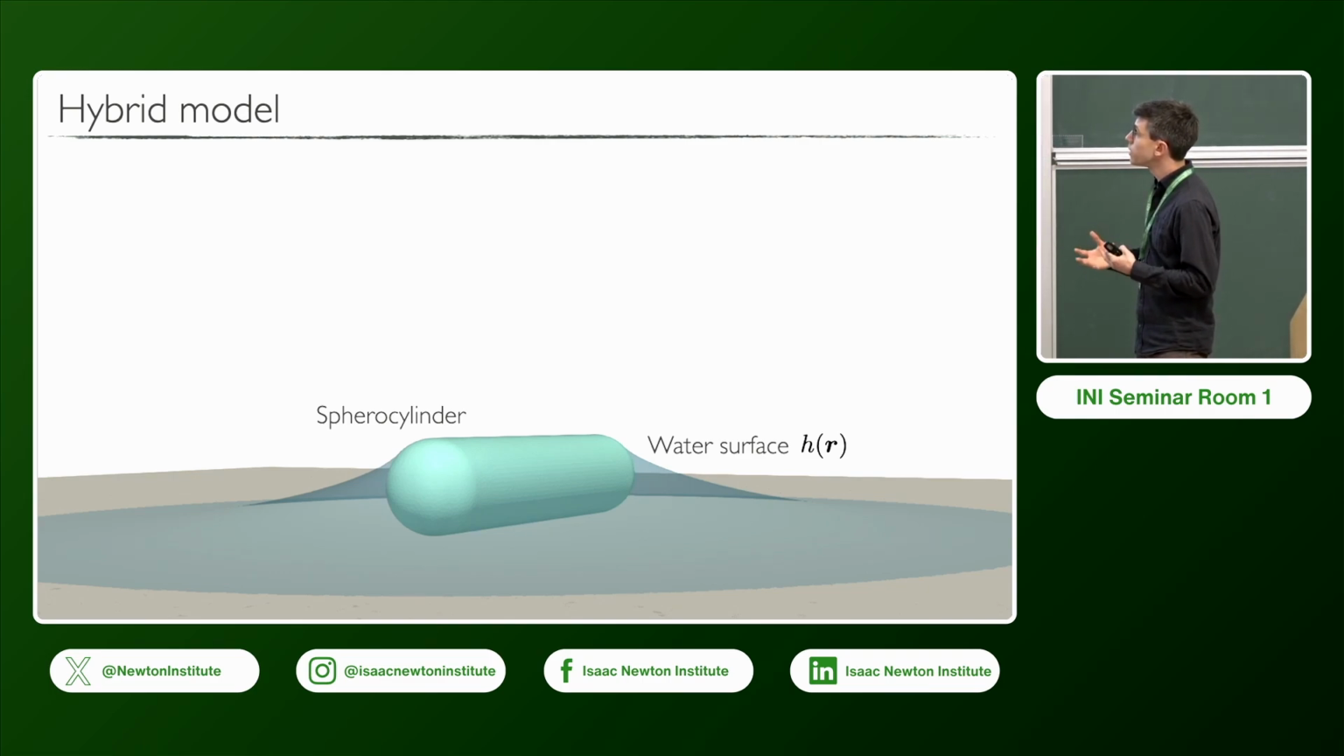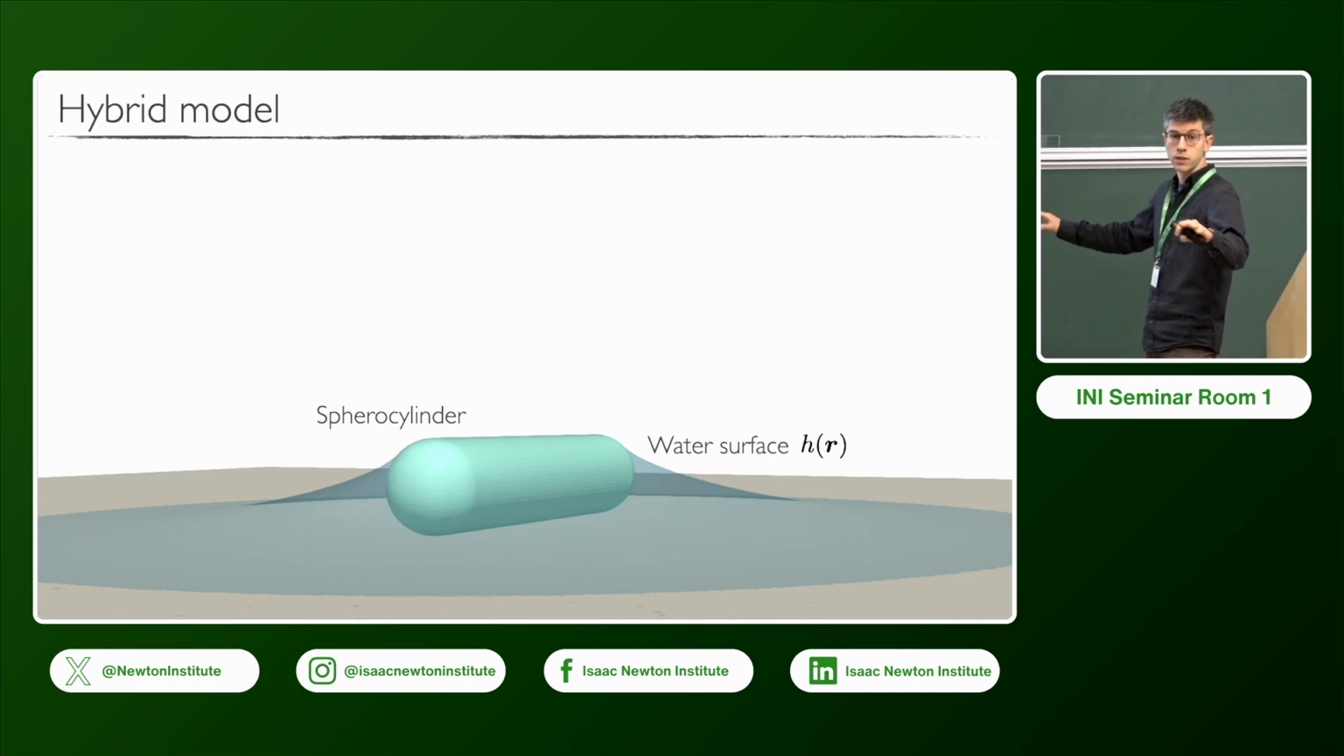And so then we started studying this, and the way we thought about it in a model is what follows. We developed a hybrid model in which we describe the cells as spherocylinders. So this is the discrete aspect of the model. And then we describe the surface of this meniscus as a continuum field. So that's the continuum aspect of the model. And it's this height field of the water surface.